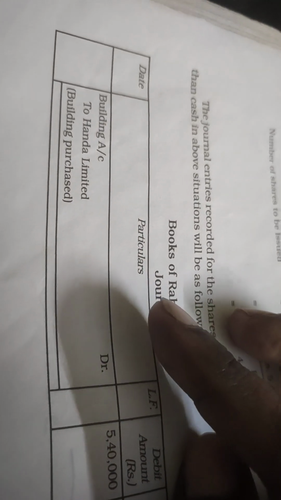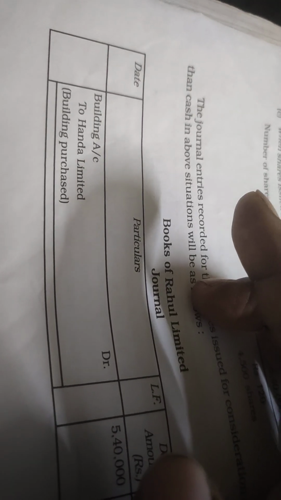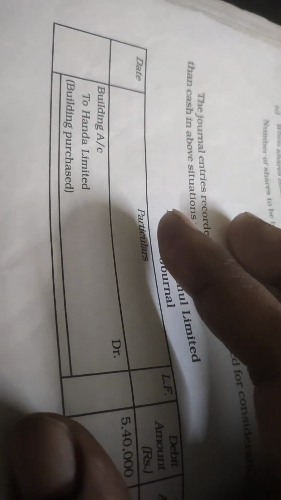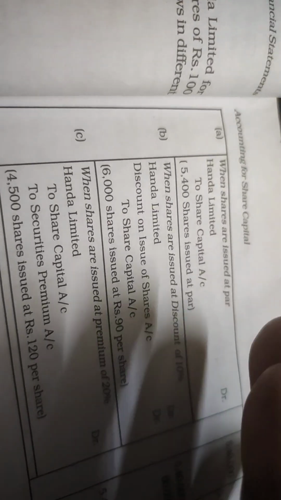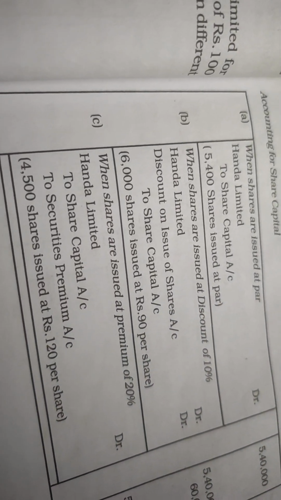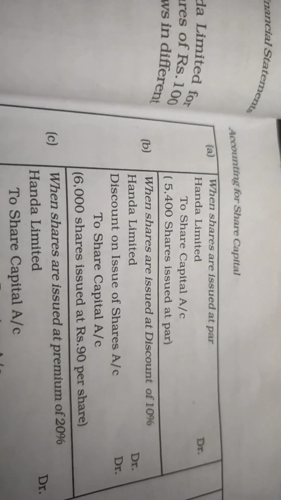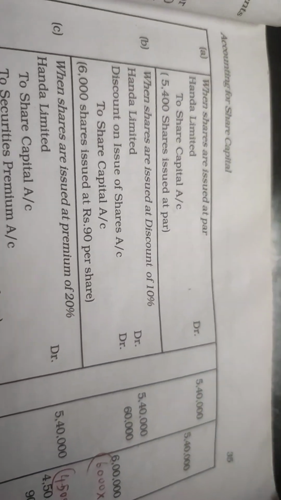First is related to the purchase of the building. Building account debited to Honda Limited. Building is an asset, so it carries a debit balance, so we have debited it. To Honda Limited, it's a creditor. Then the journal narration: building purchased, amount is 5,40,000. Then we have to write the three situations and pass the journal entries for these three situations. First is when the shares are issued at par, then that will be Honda Limited account debited to share capital. Amount will be 5,40,000.